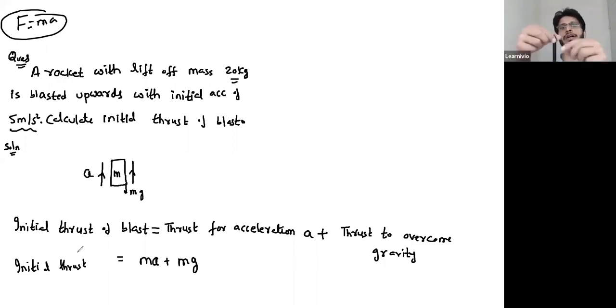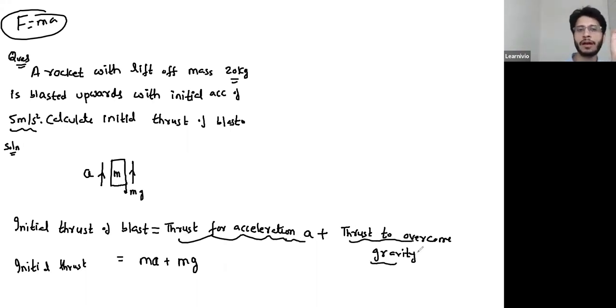I'm repeating it again. There is a rocket which is at rest on the surface of Earth. You need a force to provide this rocket with an acceleration a, and you also need force to overcome gravity, because gravity will not allow this rocket to move upwards. Thrust is basically a force, nothing else. So you apply a thrust or a force which is ma plus mg.